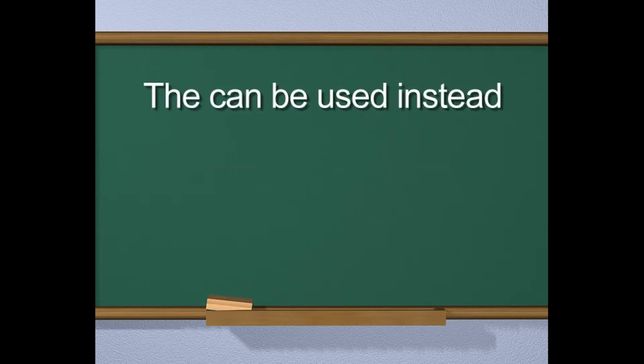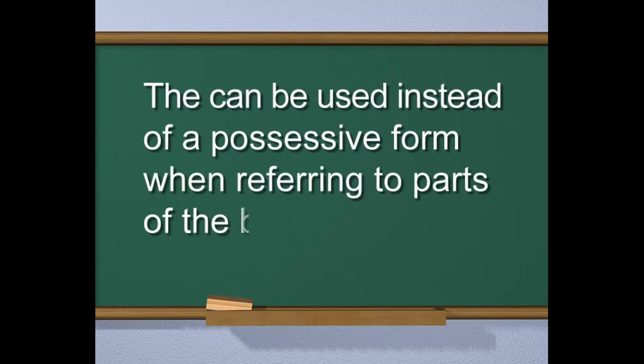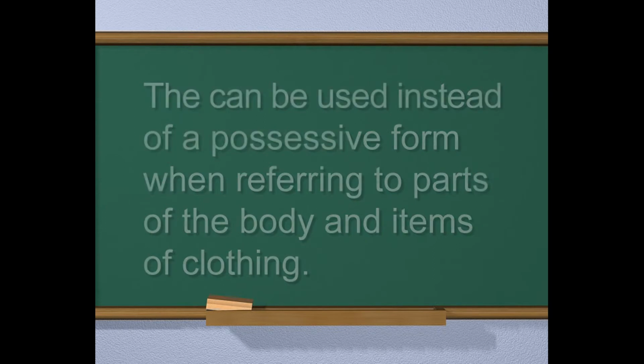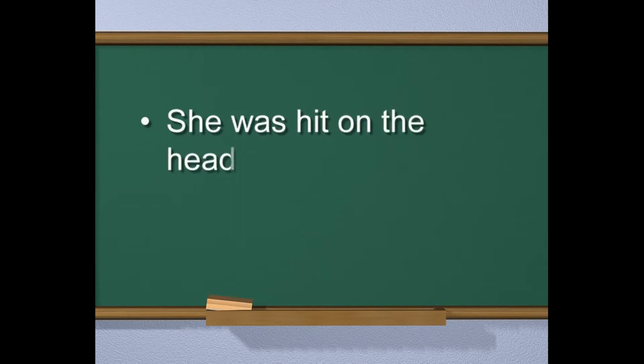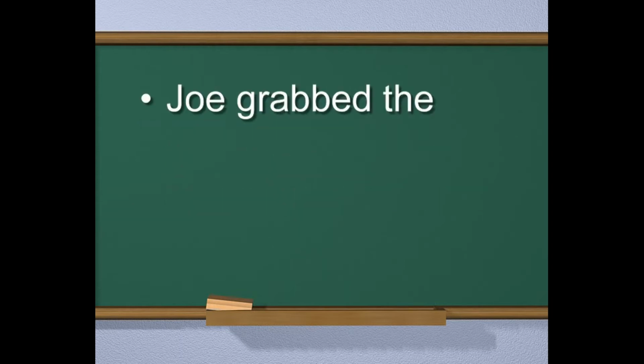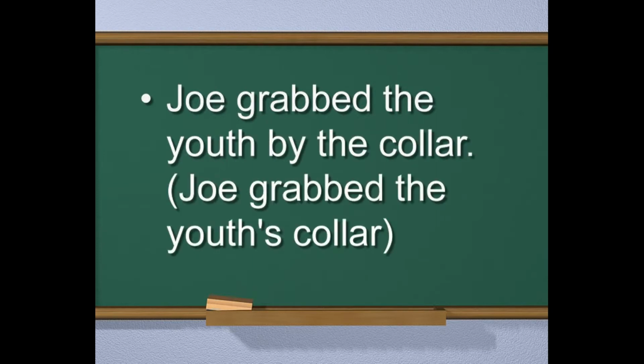The can be used instead of a possessive form when referring to parts of the body and items of clothing. She was hit on the head by a snowball. A snowball hit her head. Joe grabbed the youth by the collar. Joe grabbed the youth's collar.